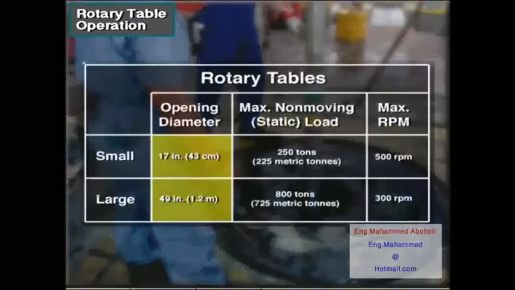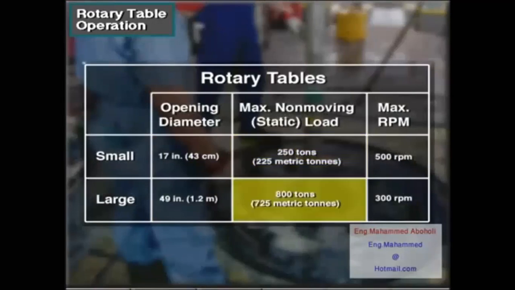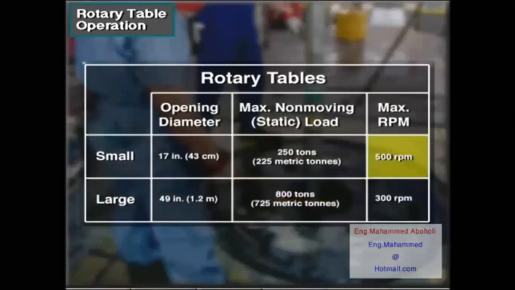Rotary tables have openings that range in diameter from 17 to 49 inches, 43 centimeters to about 1.2 meters. The smallest can hold a non-moving load of 250 tons, about 225 metric tons. The largest can hold a non-moving load of 800 tons, about 725 metric tons. Some small rotaries can spin as fast as 500 revolutions per minute, RPM. Large rotaries spin a bit slower, with upper ranges of about 300 RPM.